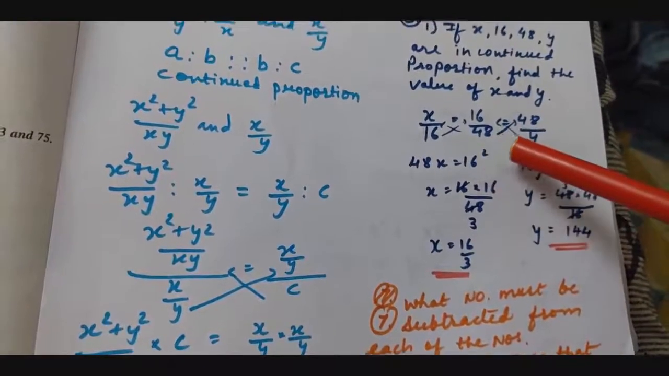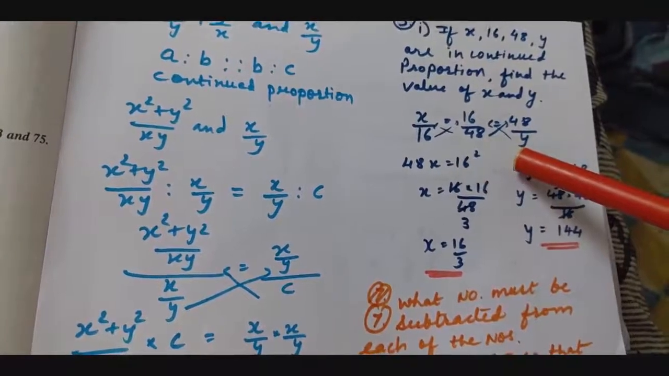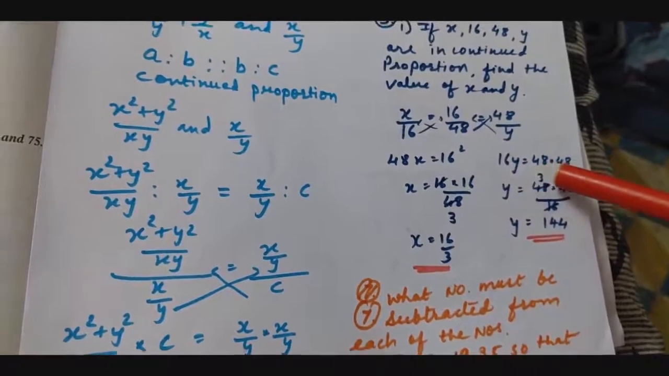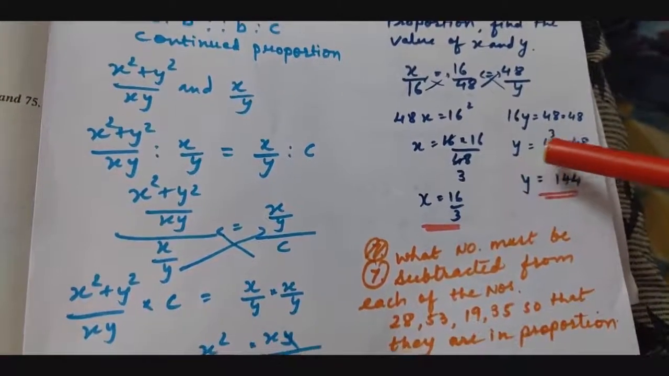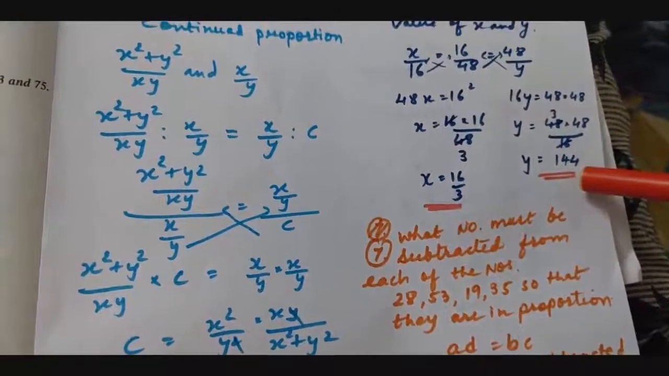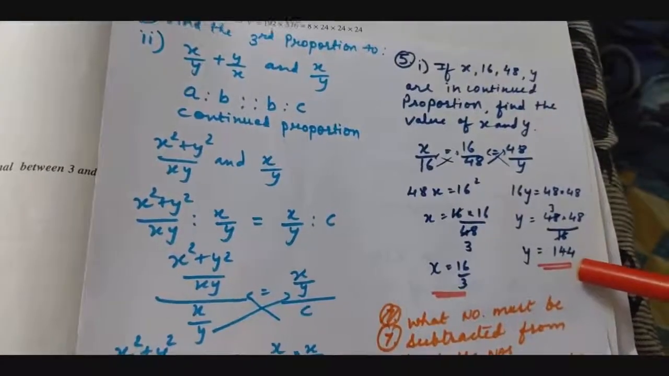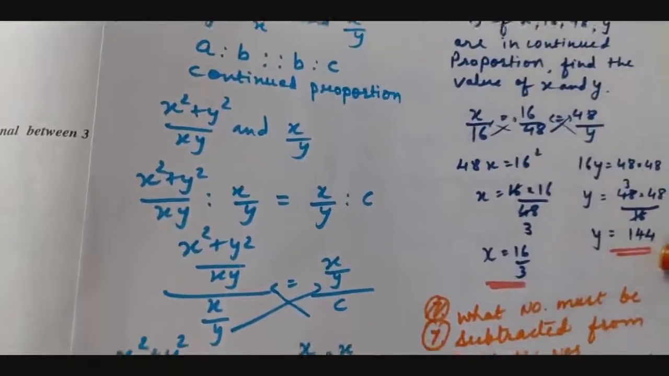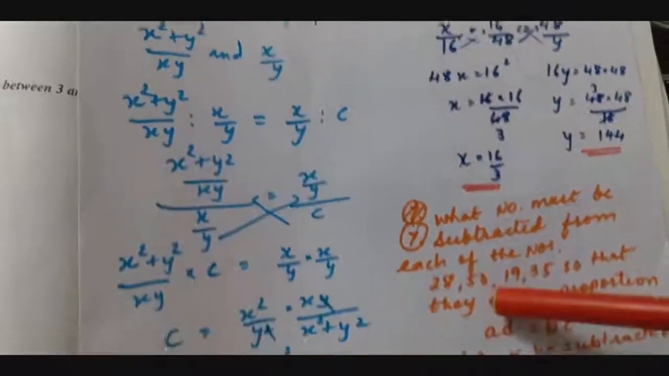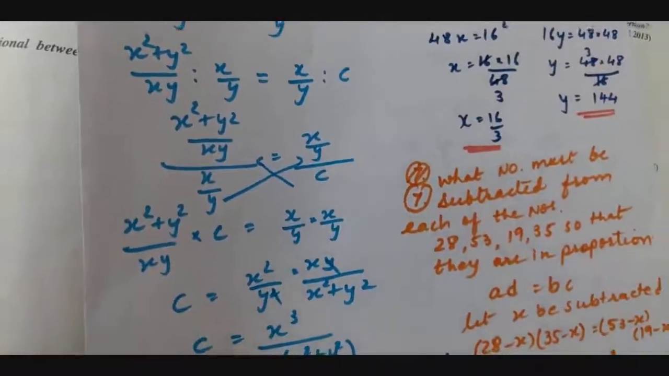Similarly, taking cross multiplication between these two terms, 16y is equal to 48 into 48. So y is equal to 144 by calculation. They asked to get x and y value, which we get x as 16 by 3 and y as 144. This is a very important question again.